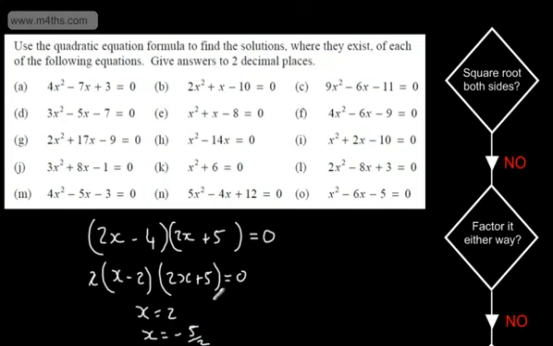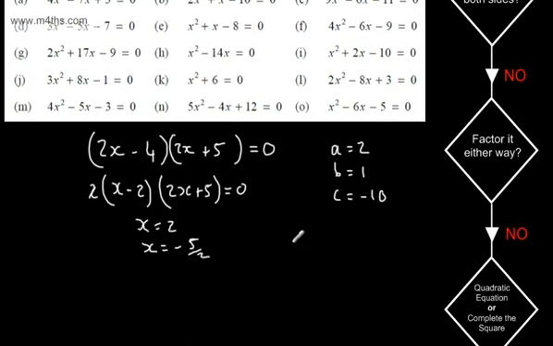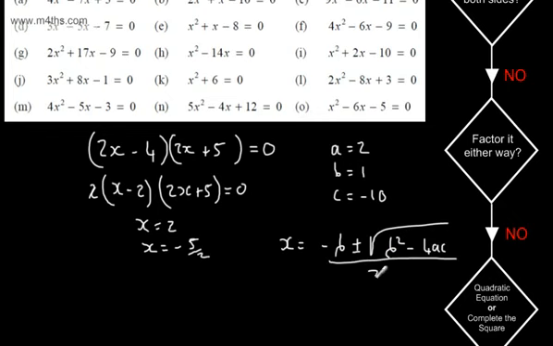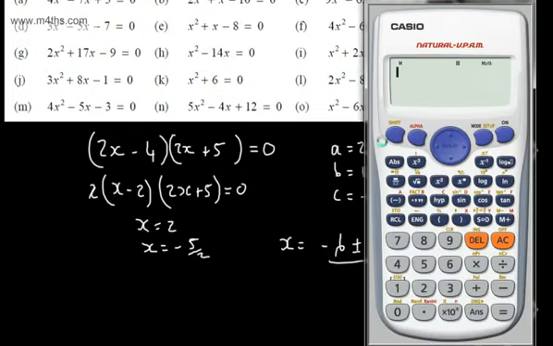So let's go ahead and see if that works. What we've got then is the following: a will be positive 2, b will be positive 1, and c will be minus 10. So for the quadratic equation, our solutions, x will be equal to minus b plus or minus the square root of b squared minus 4ac, all over 2a. Again, over time you'll just memorise this, but you don't have to. It will be given.